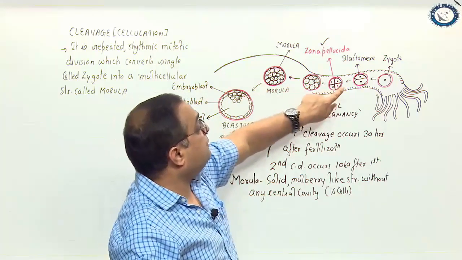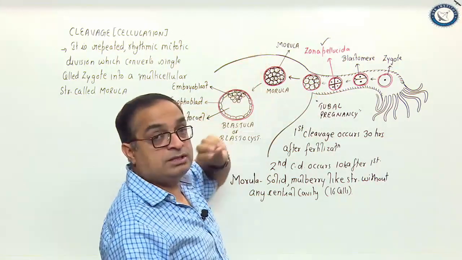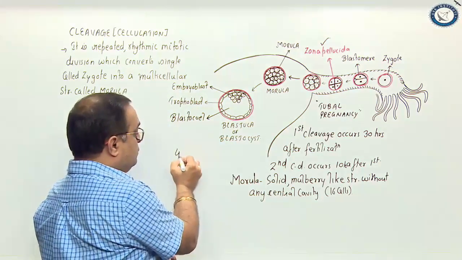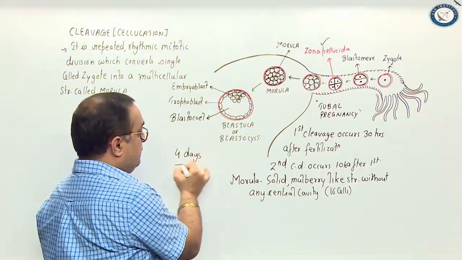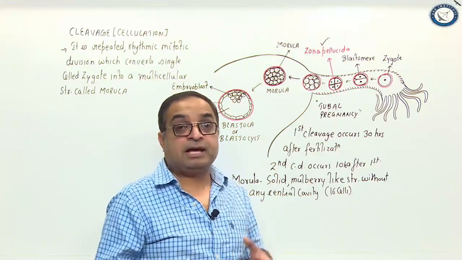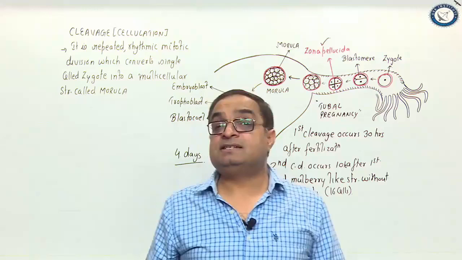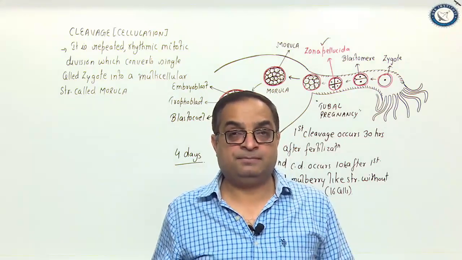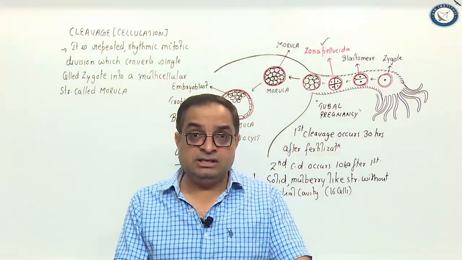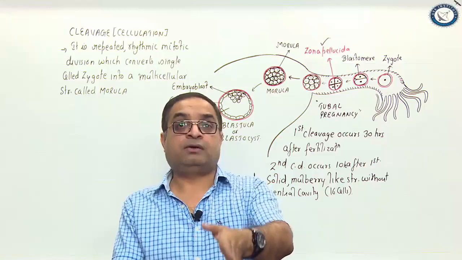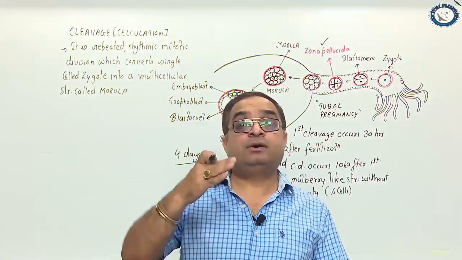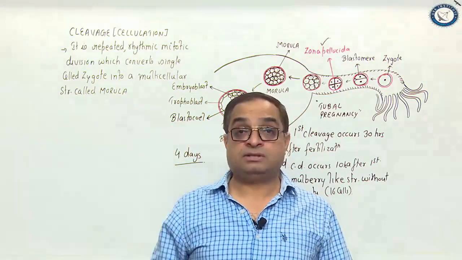As a result of cleavage, we get a solid mulberry-like structure that is called morula. It takes 4 days for the morula to reach the uterus. The dividing zygote takes 4 days to reach the uterus. And when it reaches the uterus, the uterus is in the secretory phase of the menstrual cycle. We know that if the cycle is of 28 days, ovulation happens on day 14, and after that, if spermatozoa are there in the female tract, fertilization will happen and zygote is formed. So the zygote undergoes cleavage divisions and moves towards the uterus.